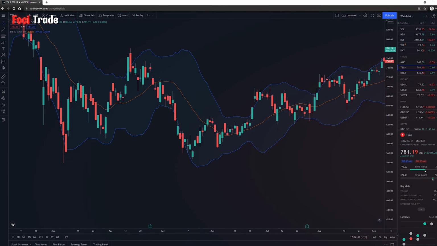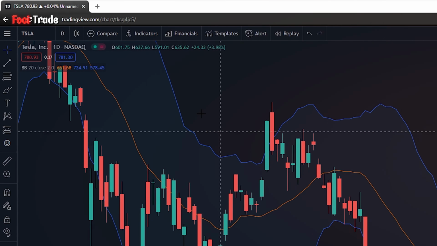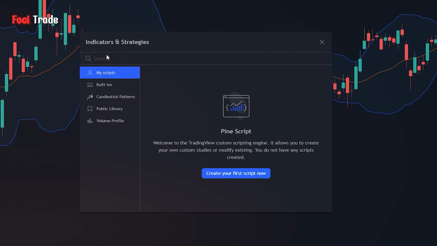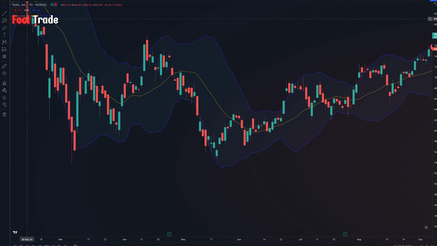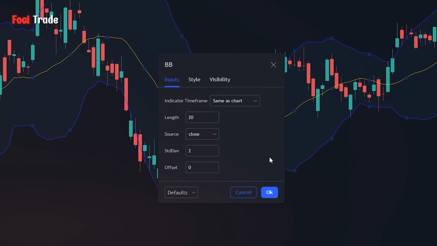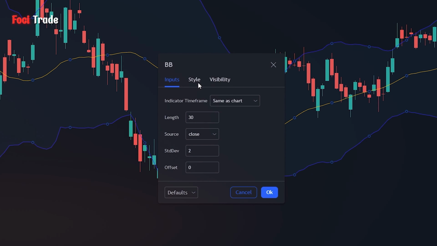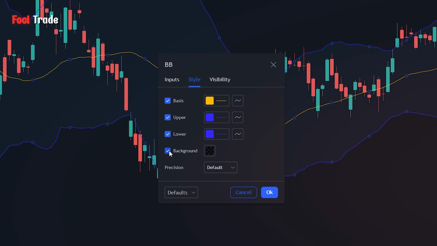So the first thing we want to do is go to TradingView or whatever trading chart platform you use, click the Indicators tab, and type in Bollinger Bands. Now, the default settings TradingView will give you are pretty nice, but we want to change them for this specific strategy. First thing you want to do is go to the length section and change the value to 30. Make sure the standard deviation is set to 2. Then I'm also going to remove the background of the indicator. This is all personal preference. You can do whatever you prefer here.